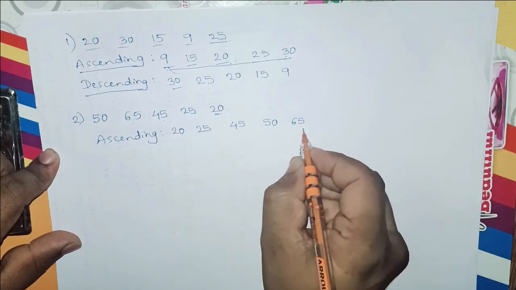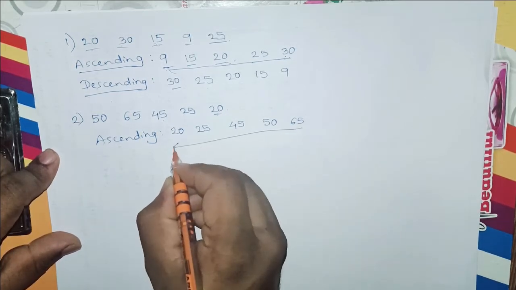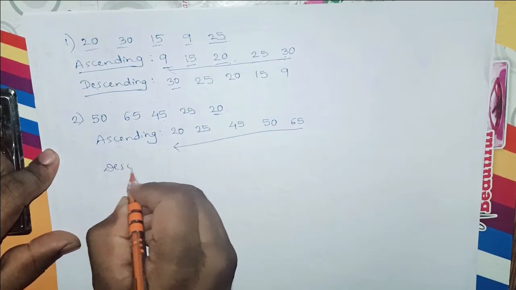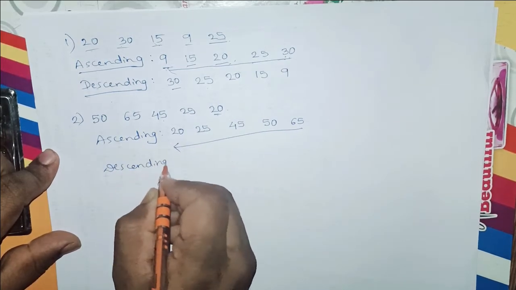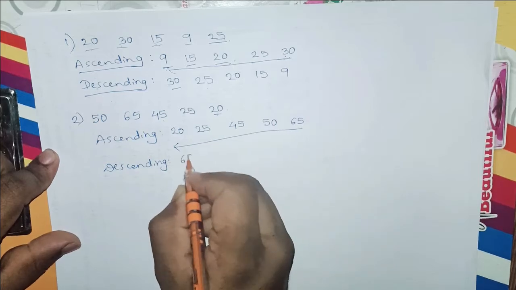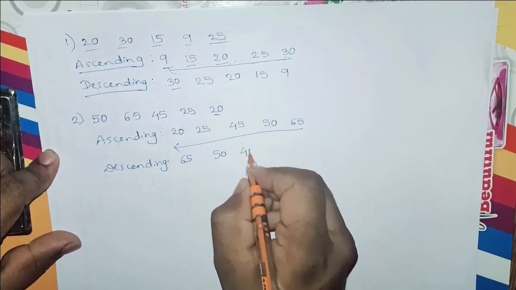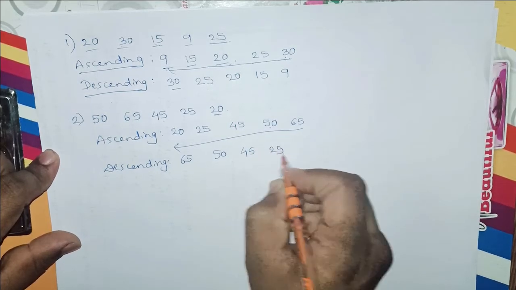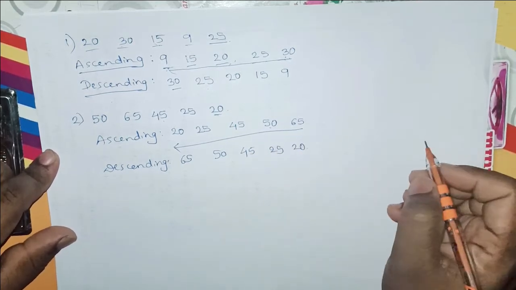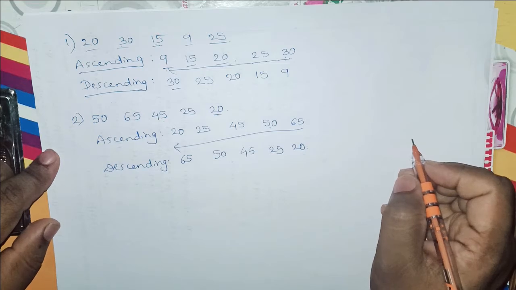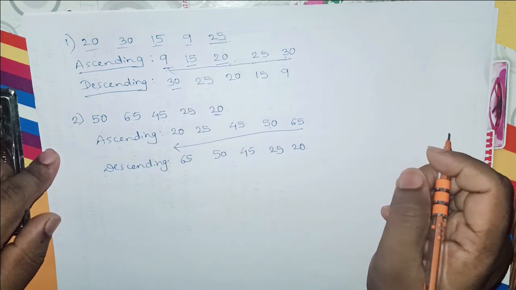Okay, to write the descending, you can write the reverse of this. Descending order. First write 65, then write 50, then write 45, then 25, and then 20. Clear with this ascending and descending order?